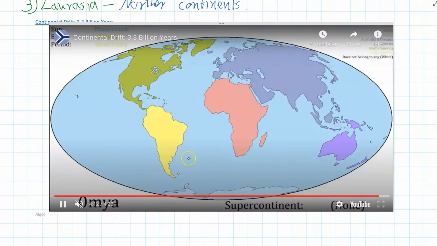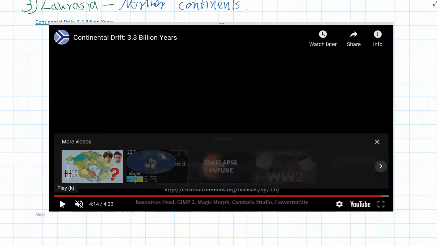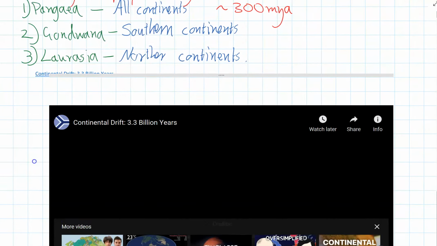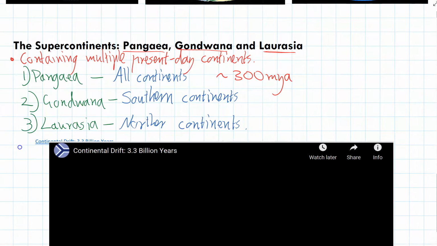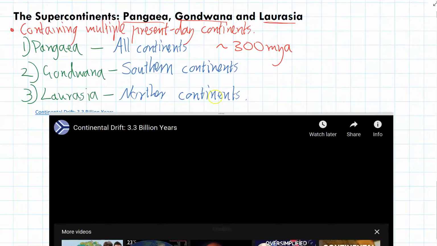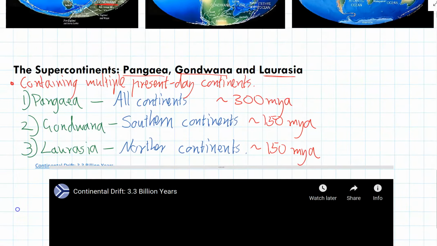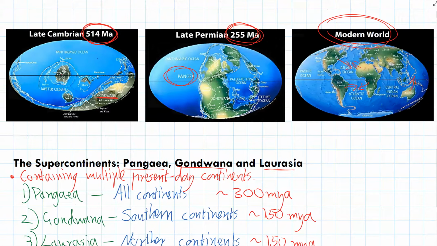Okay, so we need to be able to show and explain what happened there. So around 150 million years ago is when Gondwana broke off to the south and Laurasia broke off to the north. Alright, so that's the basics of continental drift and plate tectonics and the general story of where the continents have gone in the last 300 million years or so.